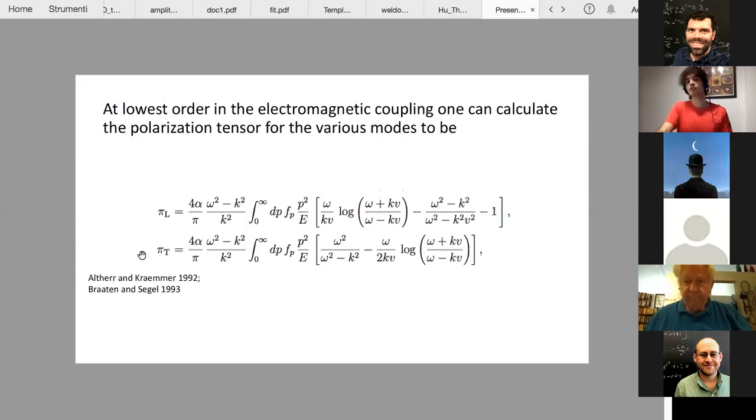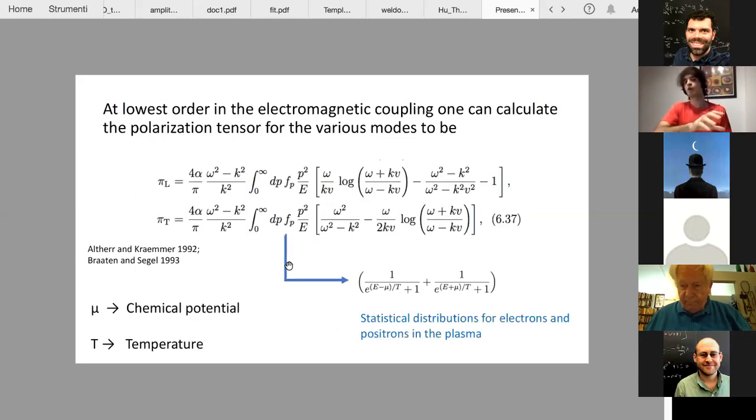And actually, you can do this calculation very easily in two ways, essentially. So at lowest order, what you can do is calculate the forward scattering, okay? And then just weight with the distribution of electron and positron that are this function here. This is very important. You have to weight with the statistical medium in your plasma, right? The temperature, for example, and the chemical potential enter into the game, okay?